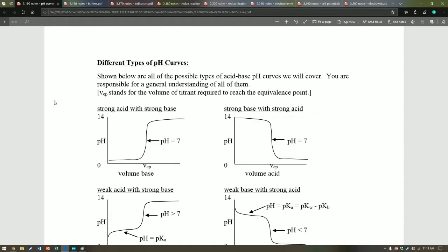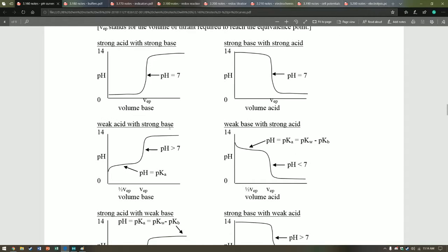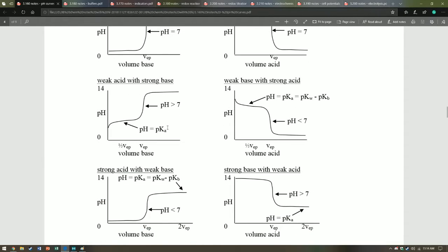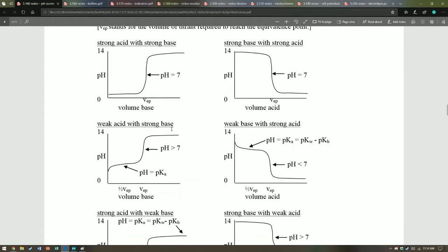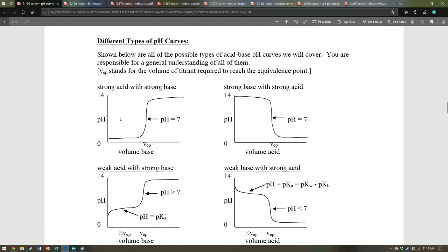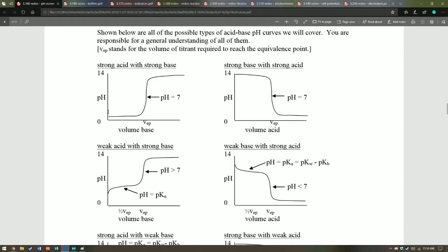Now there are many different types of pH curves, only really four of which you're expected to know: strong acid with strong base, strong base with strong acid, weak acid with strong base, and weak base with strong acid. So the top four here. Generally they all take the form of this sort of S shape.